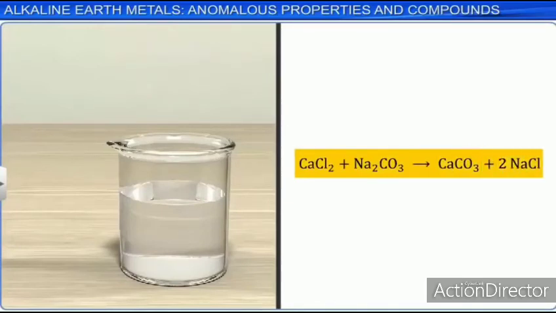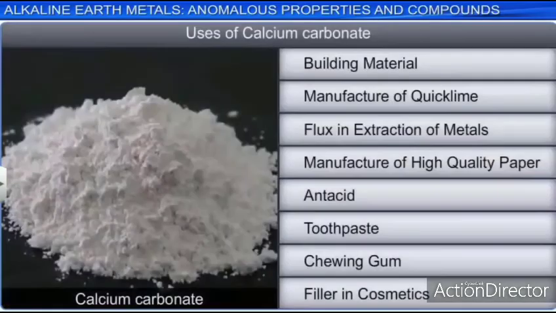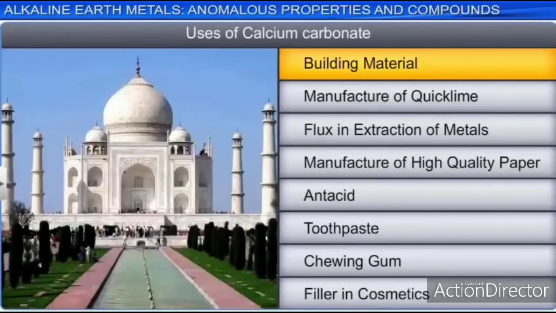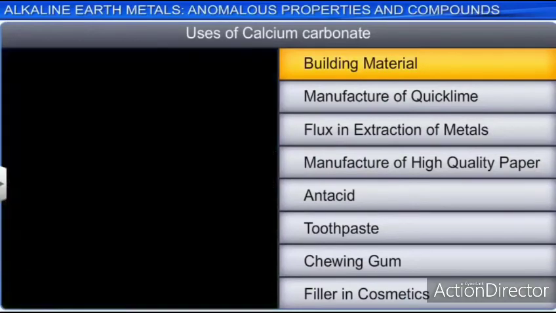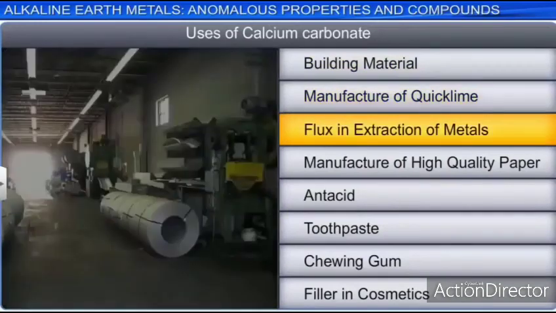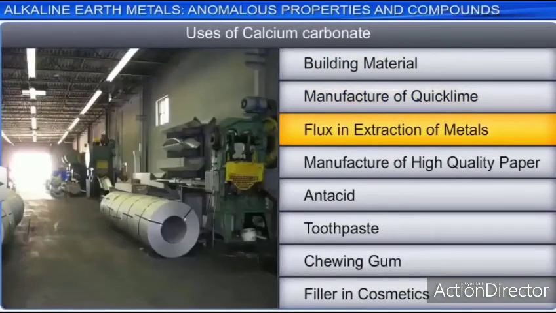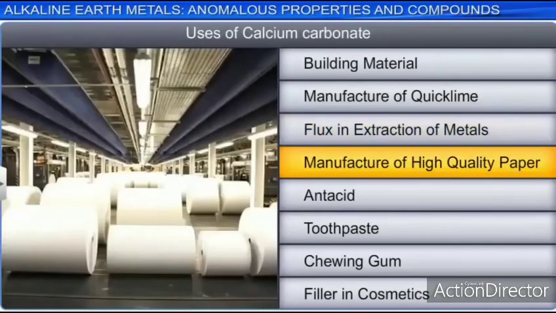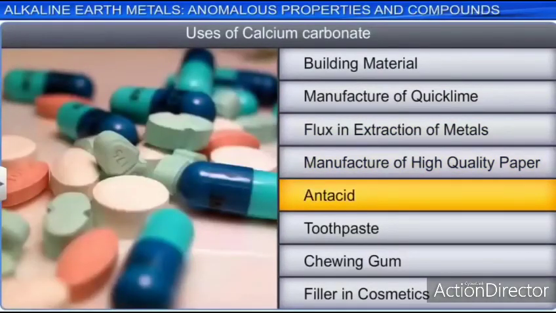Calcium carbonate is used for a variety of purposes. It is well known as a building material. It is necessary in the manufacture of quicklime. It is used industrially as a flux in extracting metals from ores and in the manufacture of high-quality paper. It is also used as an antacid. Calcium carbonate is an ingredient in toothpaste and chewing gum and is used as a filler in cosmetics.